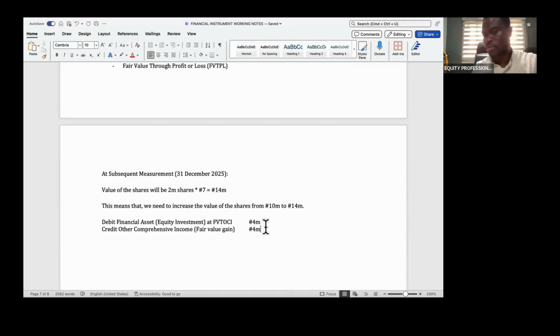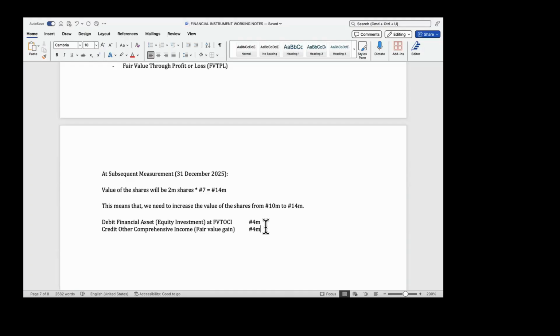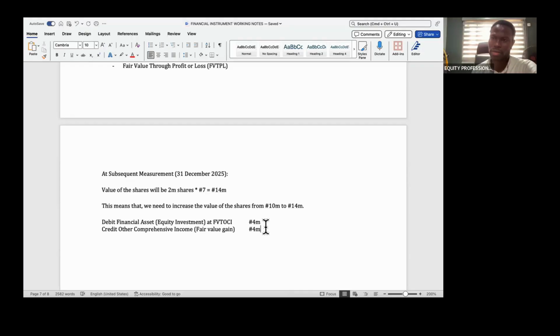So this relates to long-term investment. What of short-term? Is it still going to be treated if there are any changes on P or L? Yes, no. Okay.